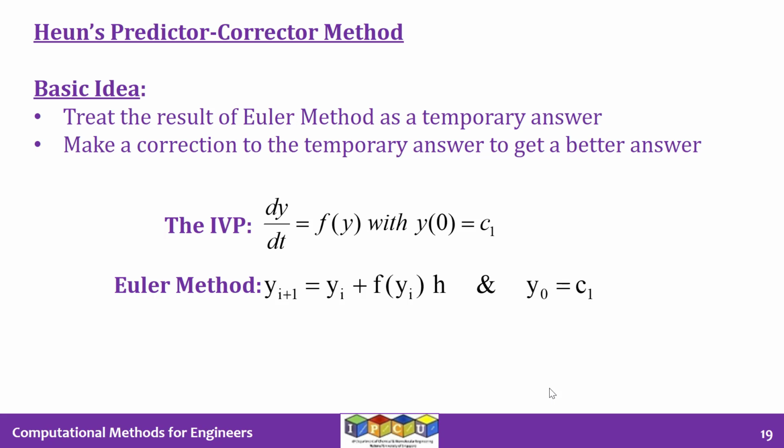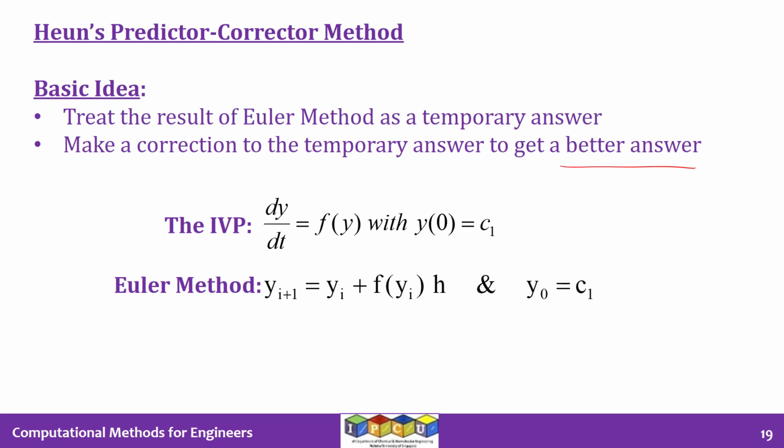What we do is we apply the Euler method that we learned earlier to the initial value problem, and whatever result you get from the Euler method, you take that as the temporary answer and not as the final answer. So the prediction is done using Euler method. And then you correct that prediction using a particular way of doing it to get a better answer to the problem. And that correction is due to Heun. Let's look into the specifics now.